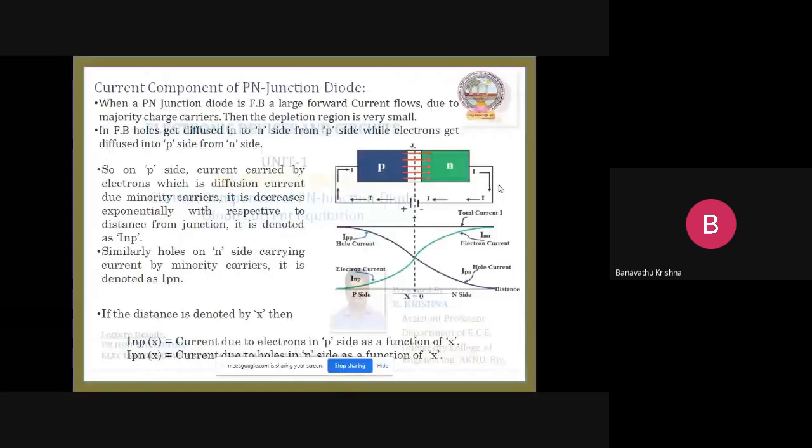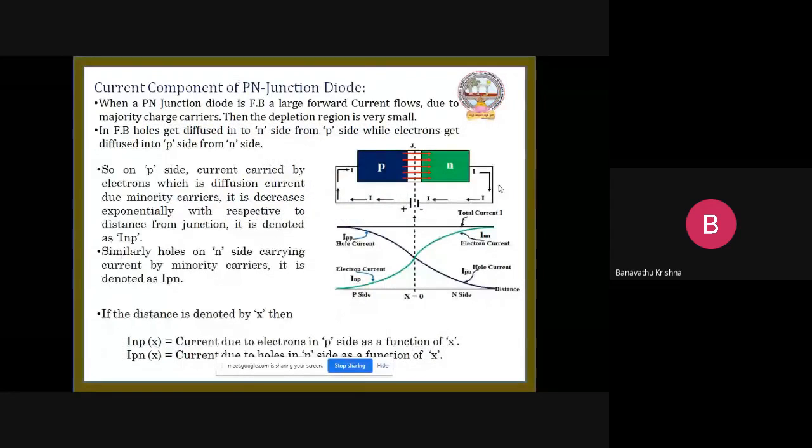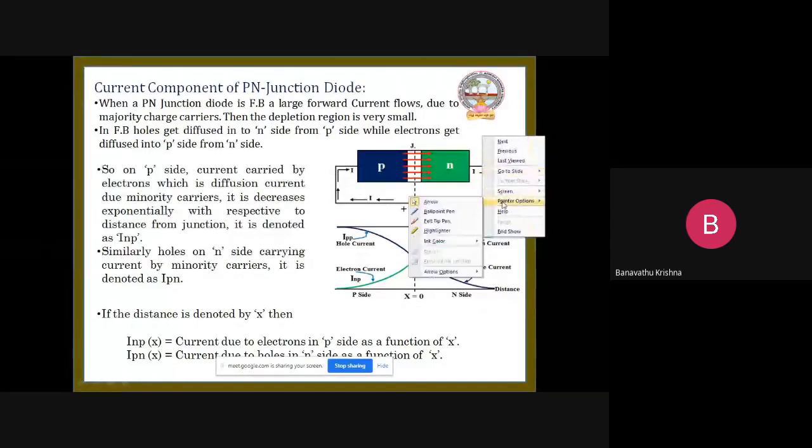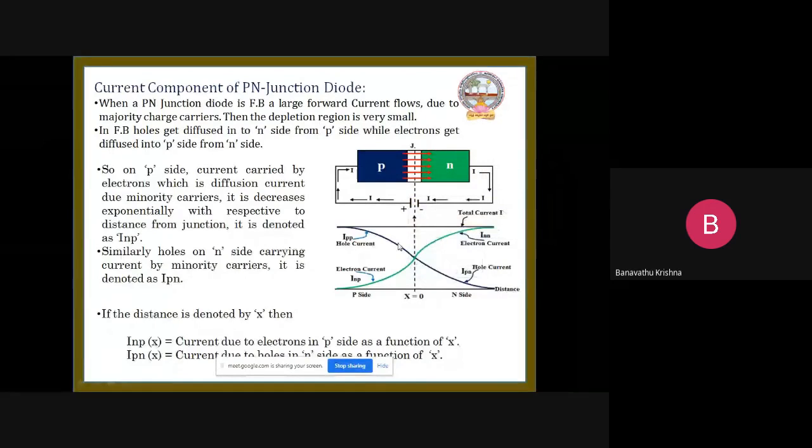So this is the block diagram of the current components of the PN junction diode. Basically, as you know, a PN junction diode is formed when two types of semiconductor materials are combined together. This is the P-type material and this is the N-type material.